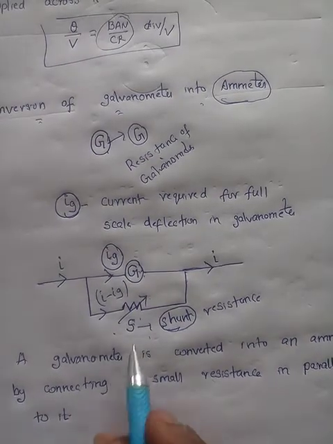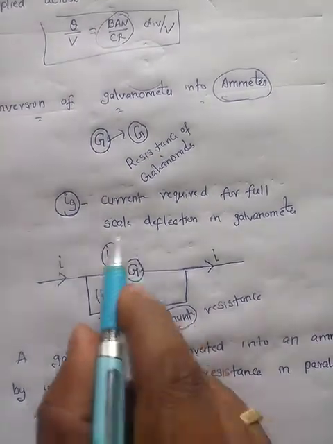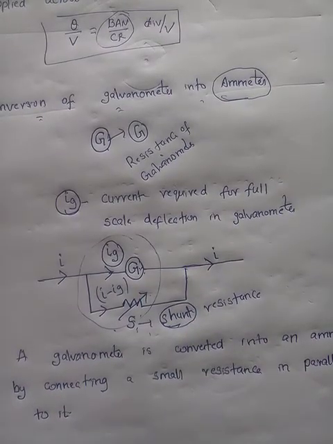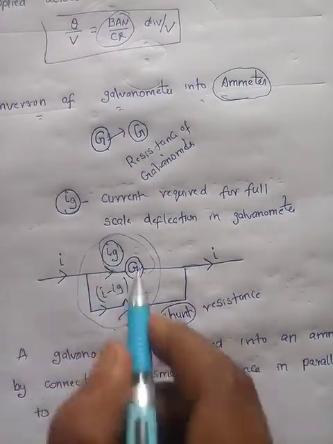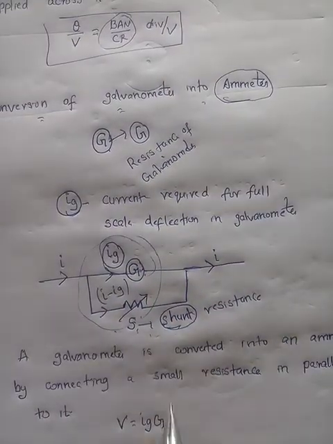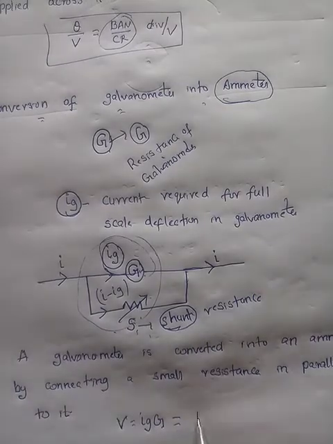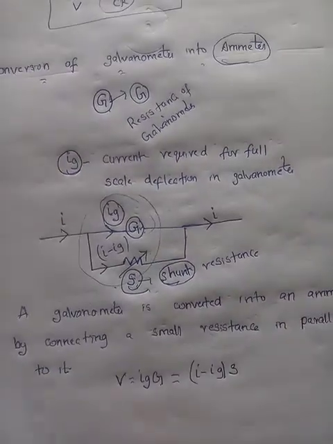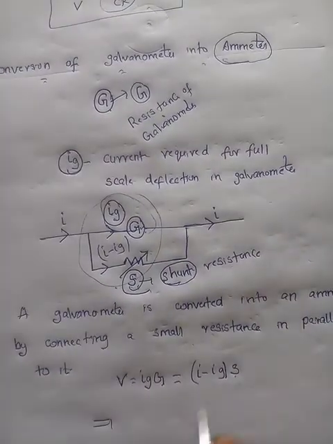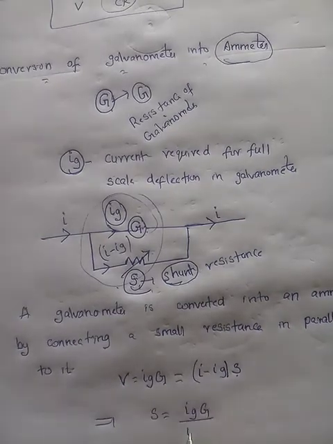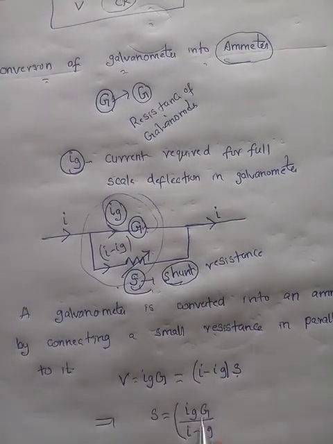How much resistance do we have to connect? That's very important. These are connected in which combination? Parallel combination. In parallel combination, what is constant? The potential. Here the potential is V equals IgG. Here the same potential is I minus Ig into S, the resistance applied here. From this I want to calculate only S. S is equal to Ig into G by I minus Ig.